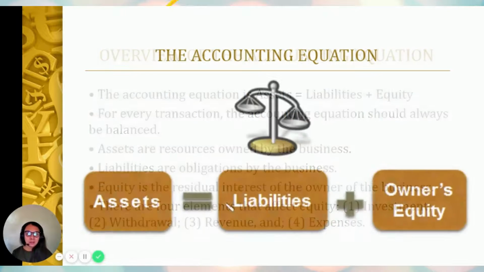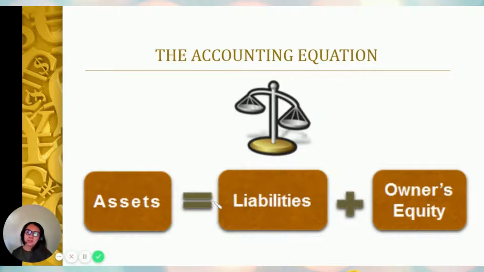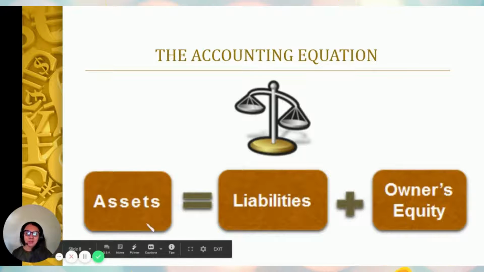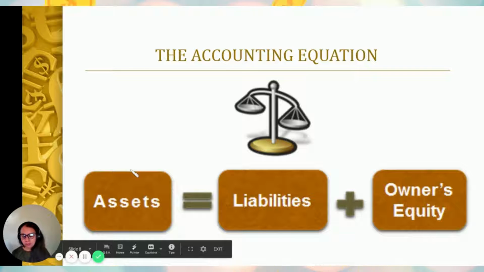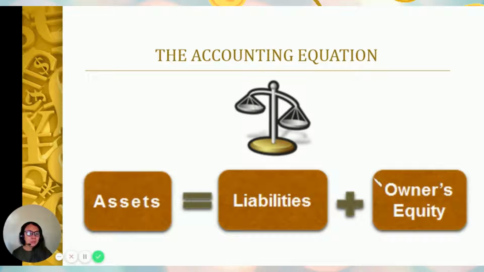Now, let's start with the presentation of the accounting equation. So you have here assets is equal to liabilities plus owner's equity. Just like what I said earlier, both sides of the equation should always be balanced. If there's an increase on the left side on the assets, there should also be an equivalent increase in either the liabilities or owner's equity or both.